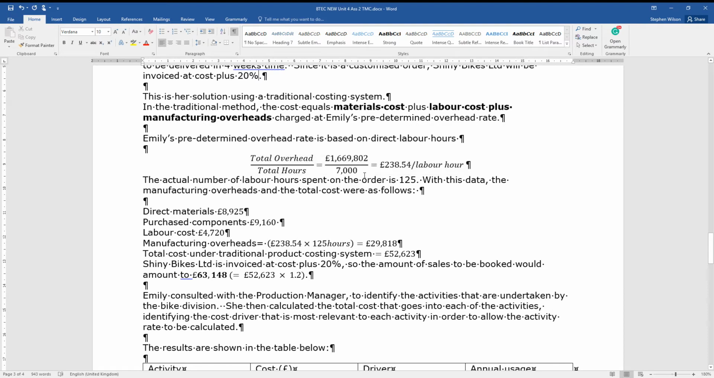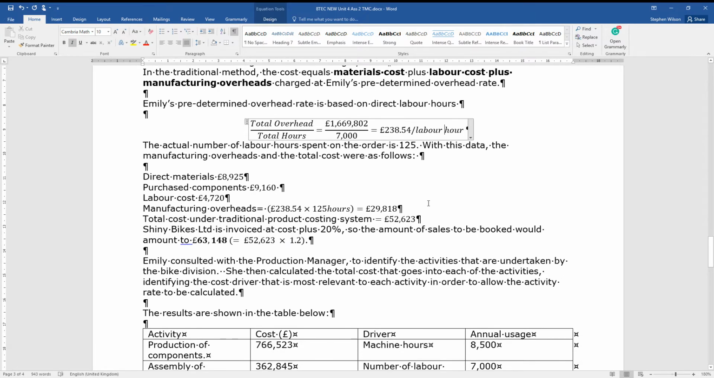Sorry, the total amount of hours in the year. And then that gives us the amount of labour per hour. The actual number of labour hours spent on the order is 125. So 125 multiplied by the amount per hour gives us our overhead that needs to be recovered on this order. You with that?